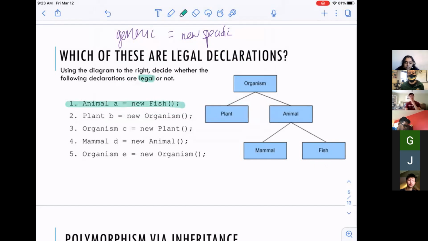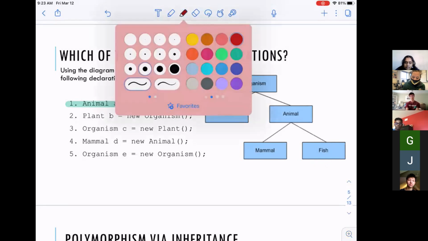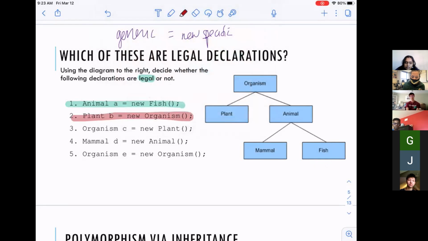Good news. All right. Plant B equals new organism. What do we think? Yes or no? No. Yeah, that would be a no. Good job. And the reason why this is a no is because organism is not a specific example of a plant. That's going the wrong way. Okay, so you want to say, are all organisms plants? Well, no, some organisms could be animals. So that's why this is a wrong statement.